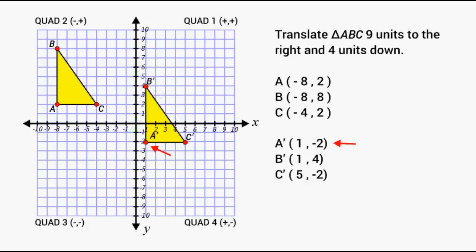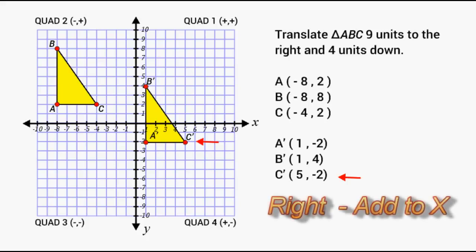All right, now let's check to make sure that our points are in the correct location. Point A did end up at +1, -2, and point B did end up at +1, +4, and point C did end up at +5, -2. So we were able to successfully translate this triangle 9 units to the right and 4 units down.